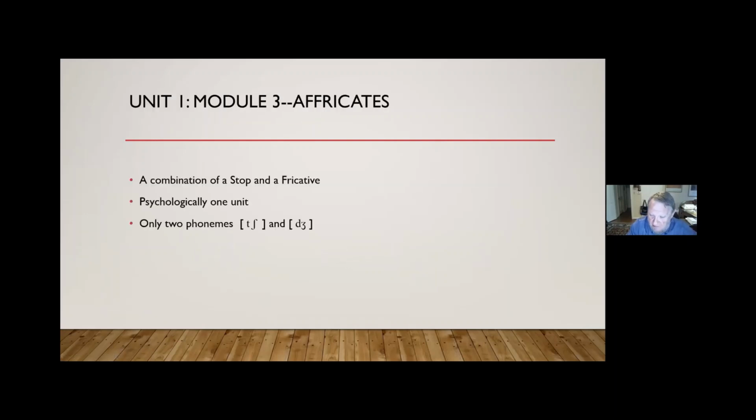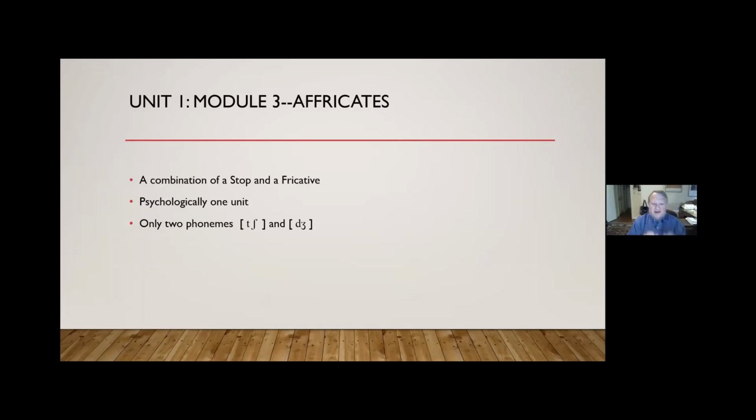Another possibility, so we've now done stops, we've done fricatives. English does another clever thing. It says, why not combine a stop and a fricative? Oh, and then we produce another sound. And in this case, we're going to put a t with a sh and a d with a j and create 2 new phonemes. You might say, well, wait a minute, 2 new phonemes?